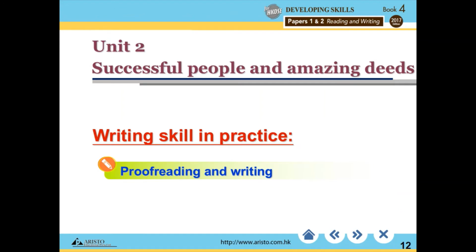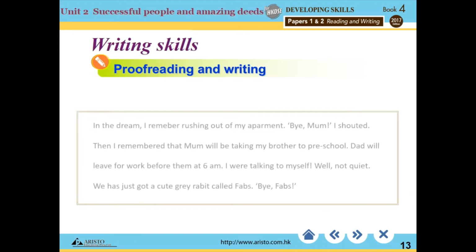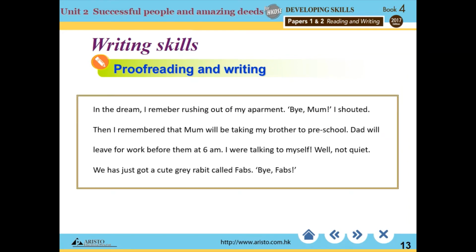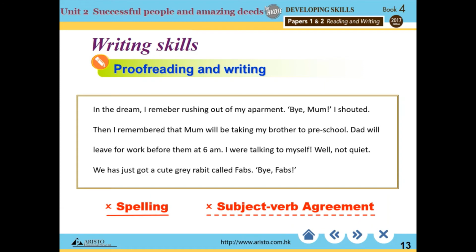We'll pretend you wrote this paragraph and want to check it for spelling and subject-verb agreement mistakes. So, we'll start by looking at the last sentence. We can easily spot 2 mistakes here. We has is the wrong subject-verb agreement, so we'll change has to have. And rabbit is missing a B, so we'll fix the spelling mistake as well.